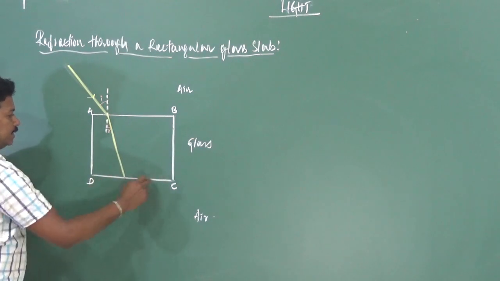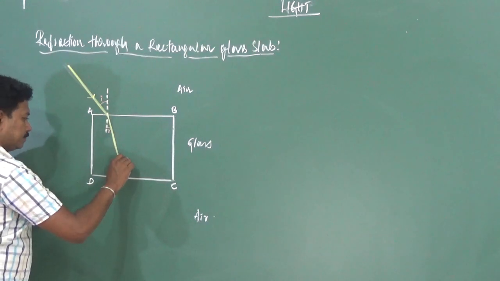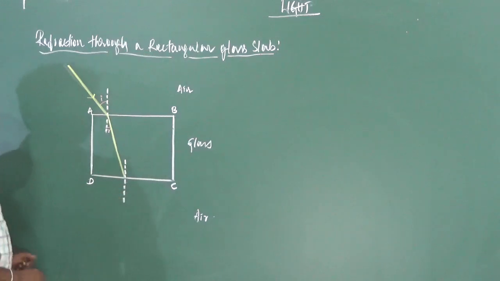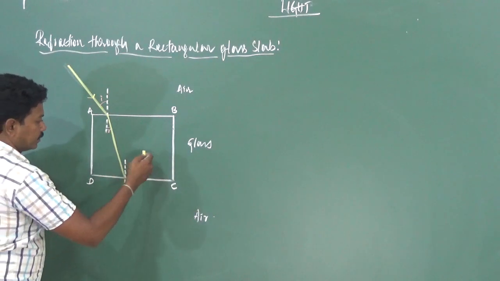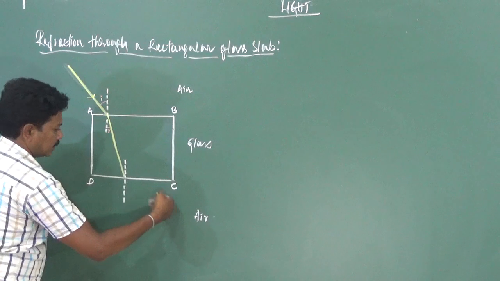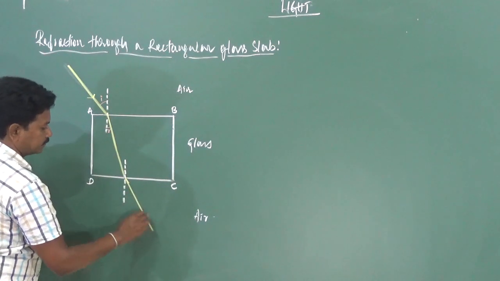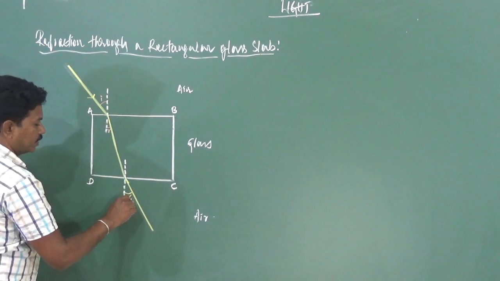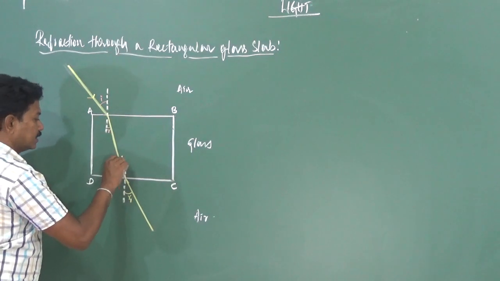So that is CD. At this point, the light ray is traveling from a denser medium into a rarer medium. Let us draw a normal at this point to analyze the light ray. As it is traveling from an optically denser medium into an optically rarer medium, it bends a little bit away from the normal. This is the angle of refraction, R1, and this is the angle of incidence, let us take it as I1.